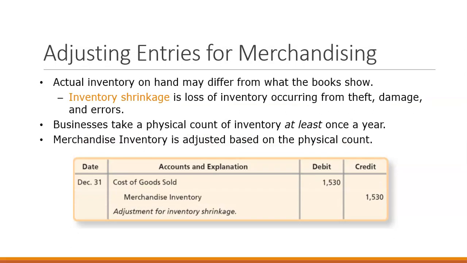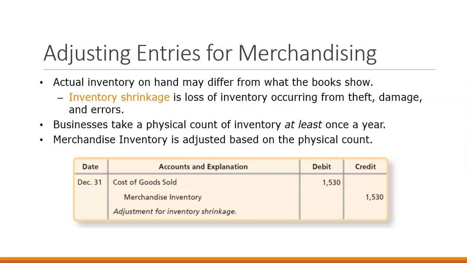When we have actual inventory on hand, it may differ from what the books show. That is inventory shrinkage. Inventory shrinkage is when we have a loss of inventory from theft, damage, and errors. Once a year, every business takes a physical count of inventory.